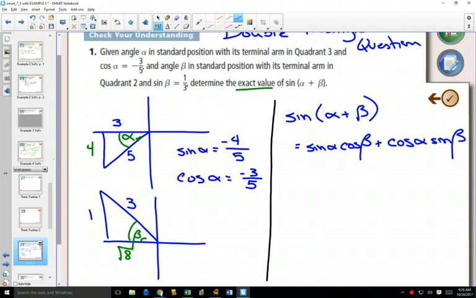Here in our beta triangle, well, we were already told what sine of beta was, and you could see that from your triangle, and now you could also say, I know what cos of beta is, and since it's in quadrant 2, it's going to be negative.